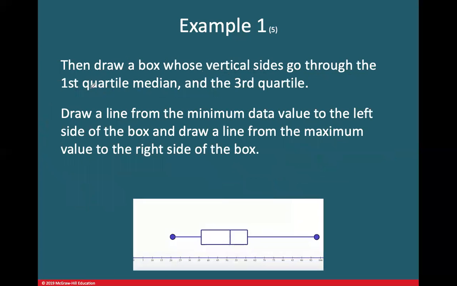Let's go. Then draw a box whose vertical sides go through the first quartile, median, and the third quartile. So we are drawing the box. Draw a line from the minimum data value to the left side of the box and draw a line from the maximum. I'm simply drawing this rectangle. So again, this is where Q1 starts. Where is the Q1, I mean? Where is the Q2? And where is the Q3? That's it.